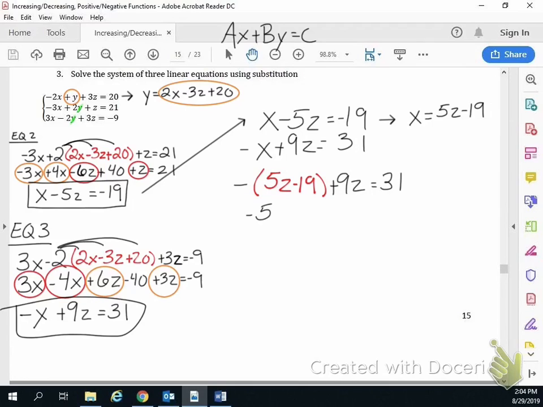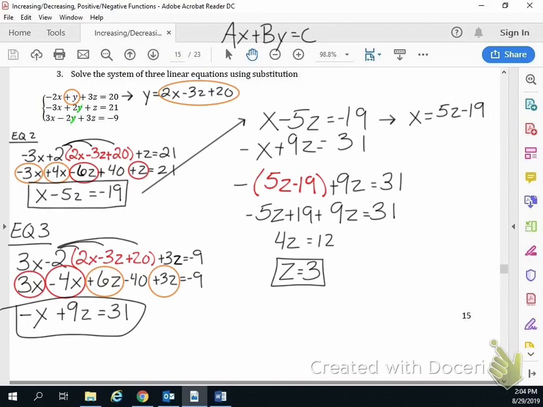Distribute my negative. After that, negative 5z plus 9z is 4z. And then if I subtract 19 to the other side, that ends up giving me 12, I believe. And so z equals what? 3. Yes, ma'am. Yes.